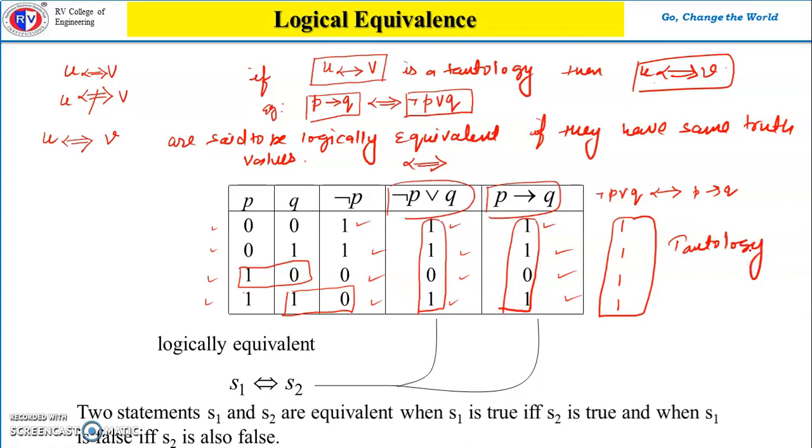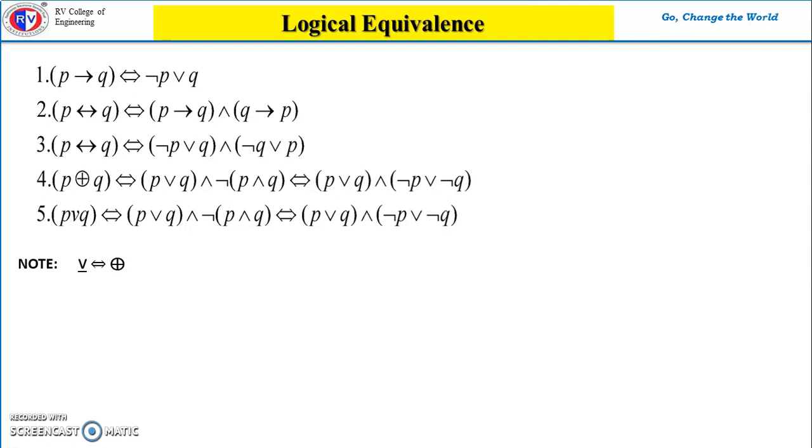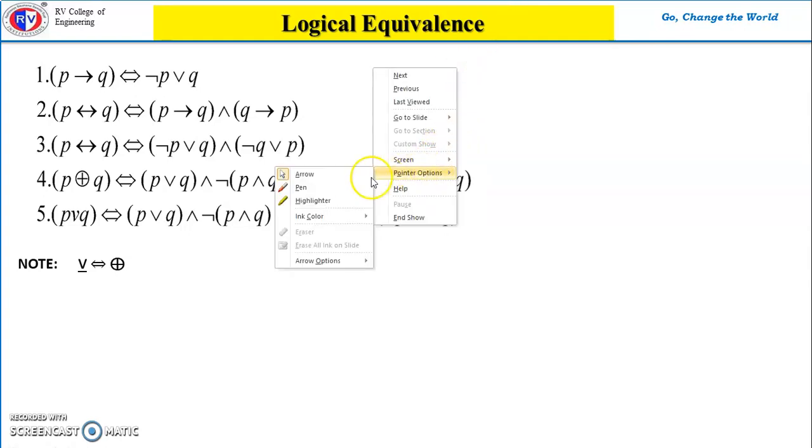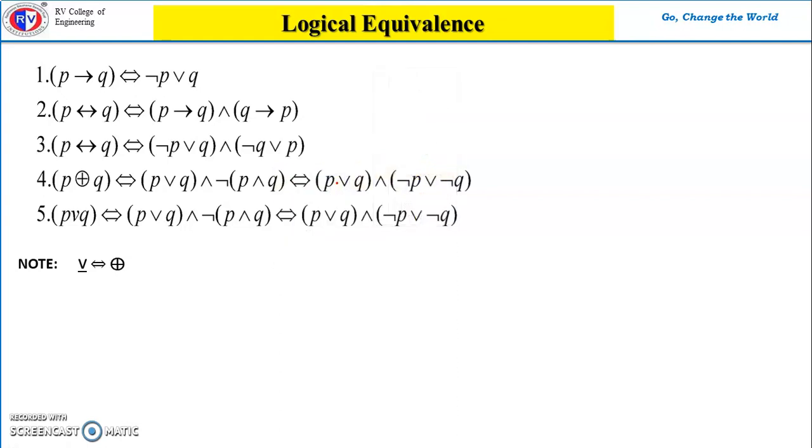So that way also we can say that these compound propositions P implies Q and negation of P or Q are logically equivalent. So we can draw the truth table, or we can take the biconditional of both the compound propositions, and it should be a tautology. Okay, so let's take a few more examples. So here P implies Q is logically equivalent to negation of P or Q, just now we have seen.